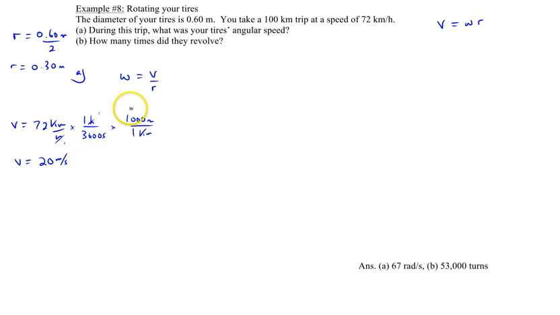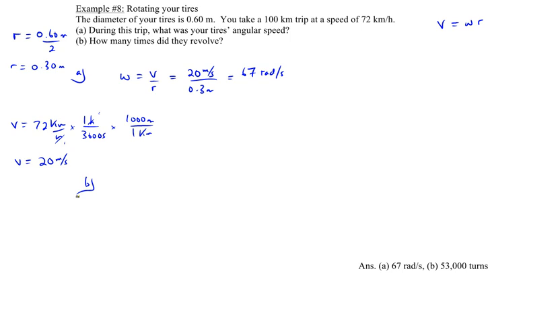So therefore, now we plug it into our angular velocity equation, which is 20 meters per second on the top, divided by the radius, which is 0.3 meters. And that will give you 66.66666 onwards. So I'm just going to round that off to 67 radians per second. So that's part A. Part B, you need to find out how many revolutions it makes.